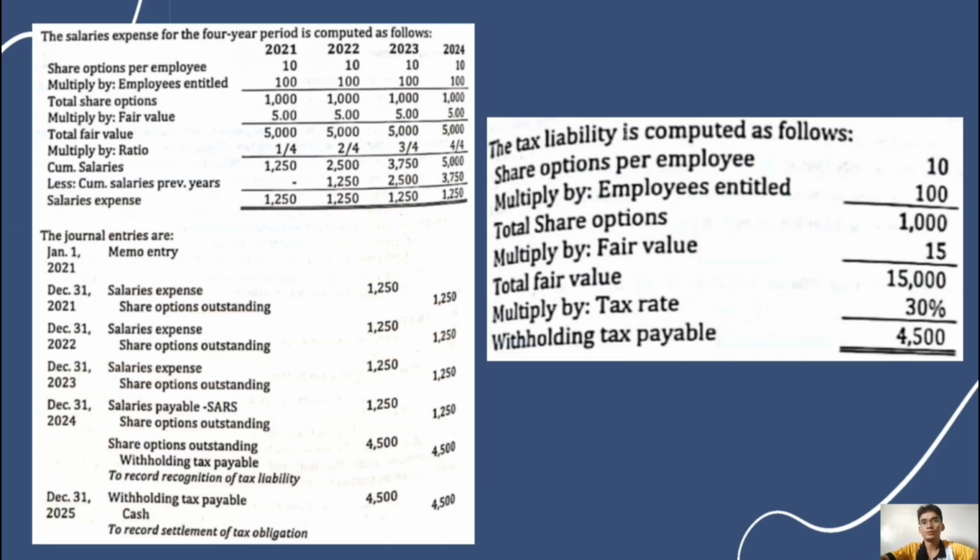On the second illustration, determining total share options. Each employee receives 10 share options. 100 employees are eligible. Total share options granted equals 10 times 100 equals 1,000. Second is calculating the fair value of options. The fair value per option equals 15 pesos. Total fair value equals 1,000 times 15 equals 15,000. Tax liability calculation. The applicable tax rate is 30%. Withholding tax payable equals 15,000 times 30% equals 4,500.